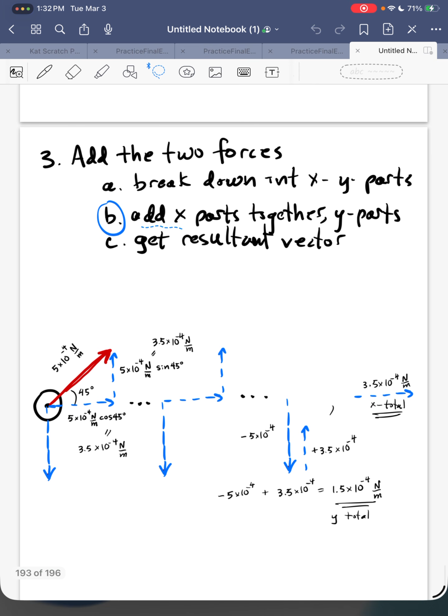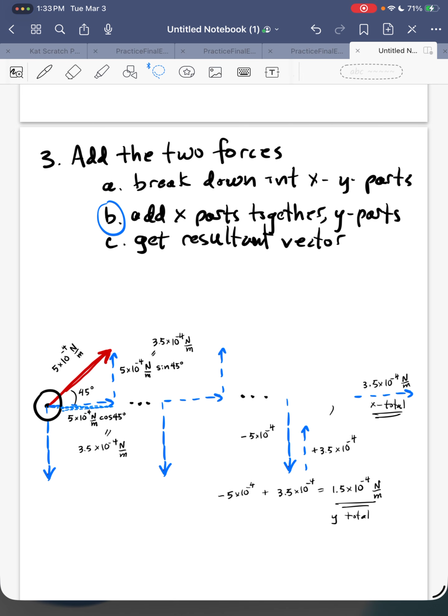Part B of this is add the x parts together, add the y parts together. All right, so we calculated before that the force per unit length of this red vector is 5 times 10 to the minus 4th newtons per meter. And now what I want is this component here, okay?